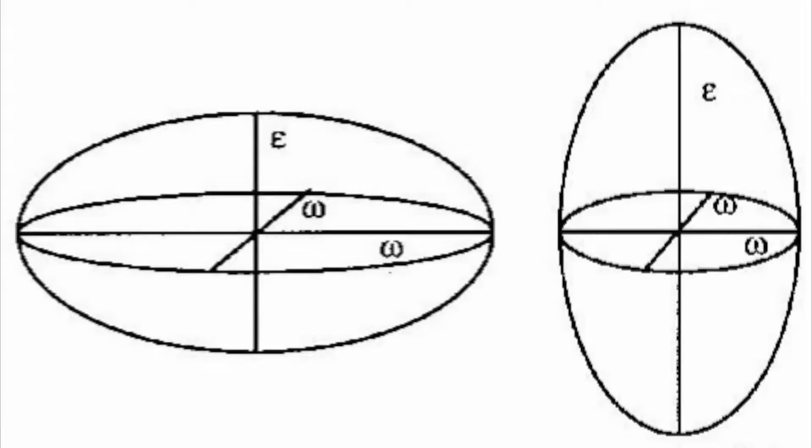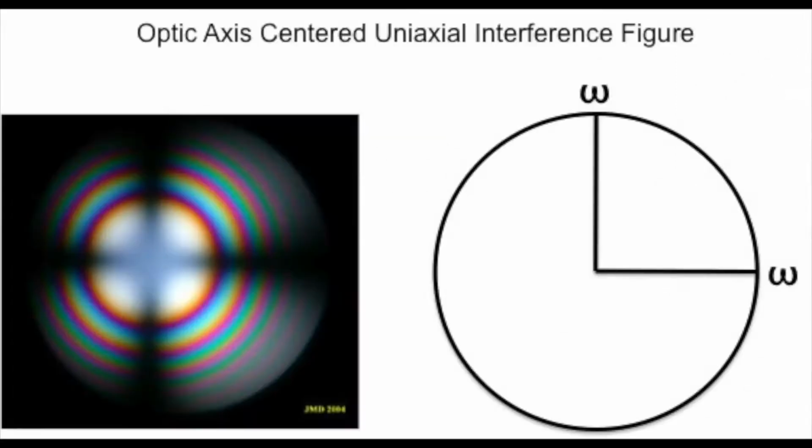For uniaxial minerals, we label our principal axes as epsilon and omega. In uniaxial minerals, two axes are always equal to each other. These are always omega. In the microscope, we observe a slice of these ellipsoids. When a grain produces an optic axis-centered uniaxial interference figure, we are looking at a slice of the ellipsoid that is close to an omega-omega section.